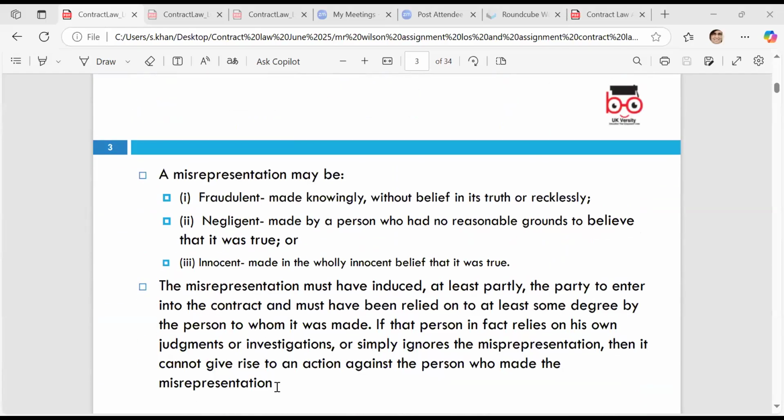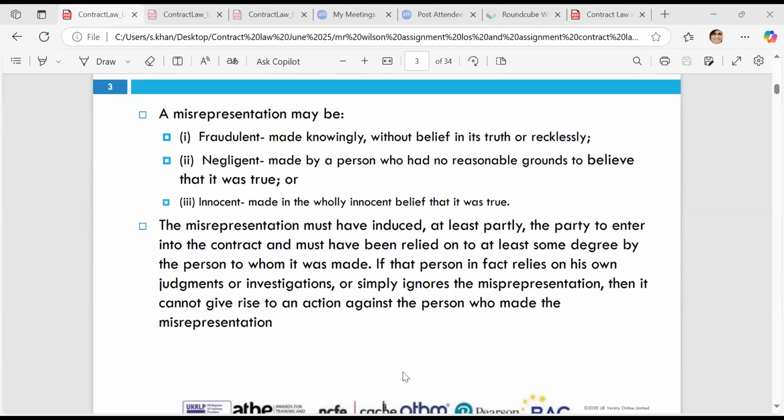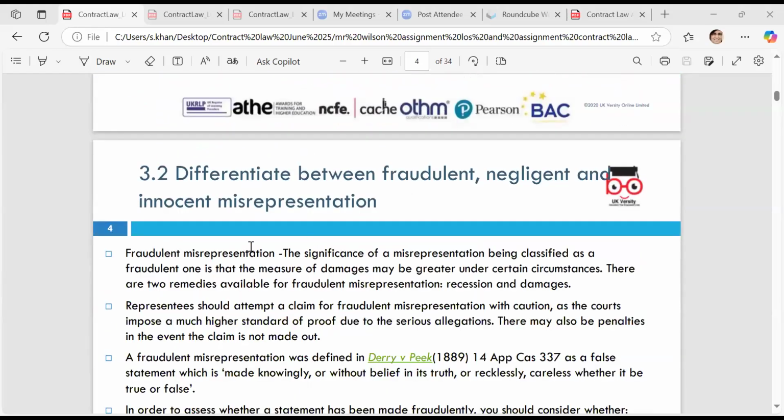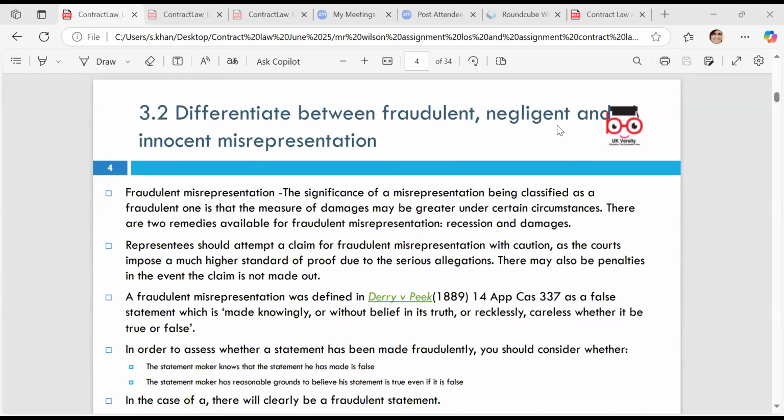A misrepresentation may be fraudulent, negligent, or innocent, which we'll go through. There are three main types of it, and they occur in different ways. When you have a fraudulent misrepresentation, a false statement is made knowingly, without belief in its truth, or recklessly. Negligent is made by a person who has no reasonable grounds to believe that it was true, and innocent is wholly belief that it was true. So 3.2, differentiate between fraudulent, negligent, and innocent misrepresentation.